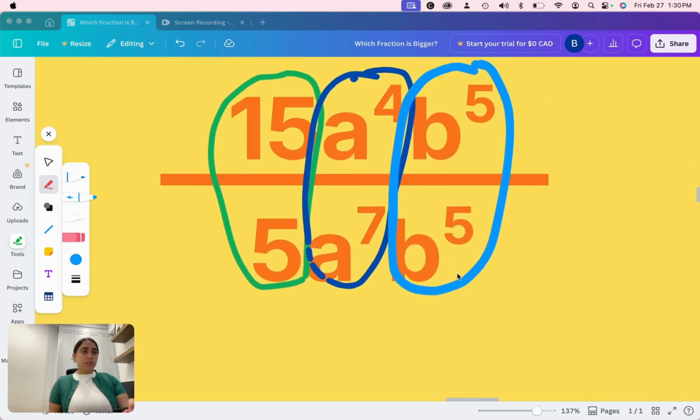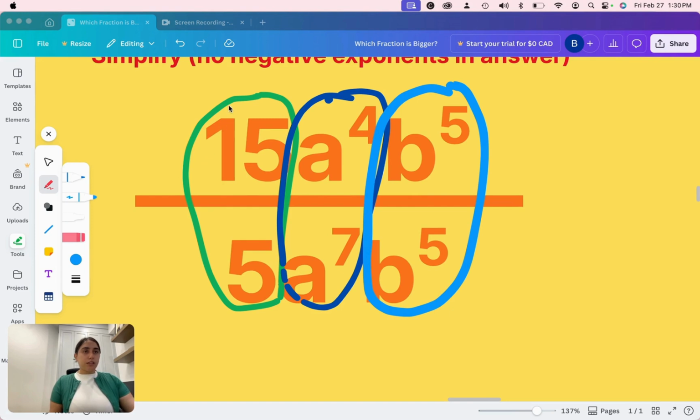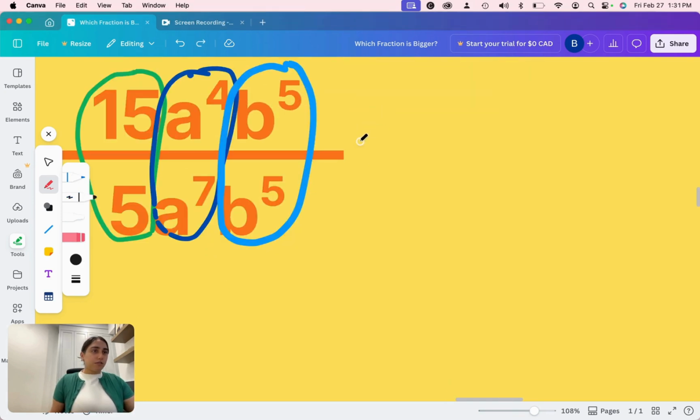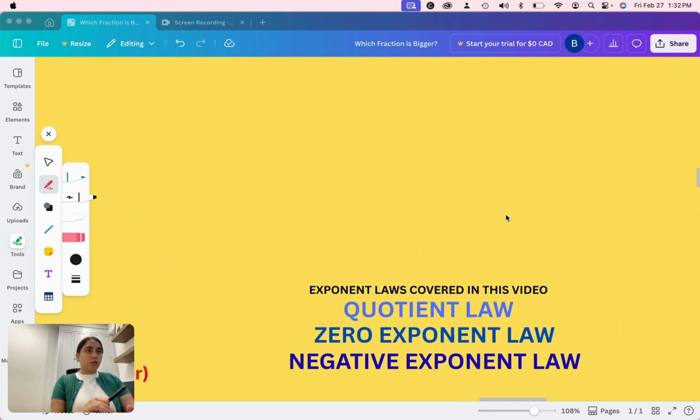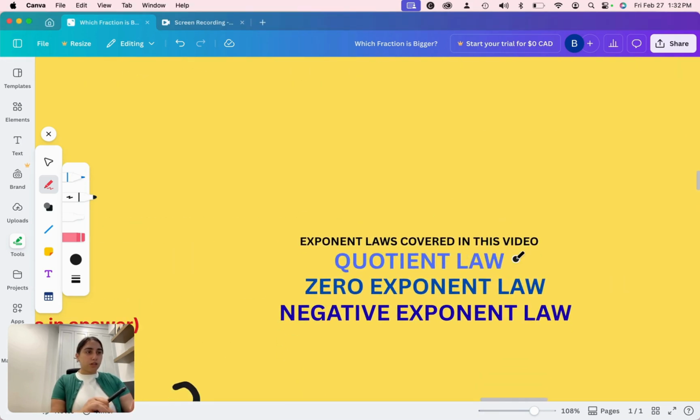Now, when it comes to this math right here, when we're looking at the 15 and the 5, you do that as usual. So 15 divided by 5 is 3. So that's just regular division. Then we're going to start looking at the 2 A bases. So we have A to the power of 4 over A to the power of 7. So we're going to go over this first law right here.